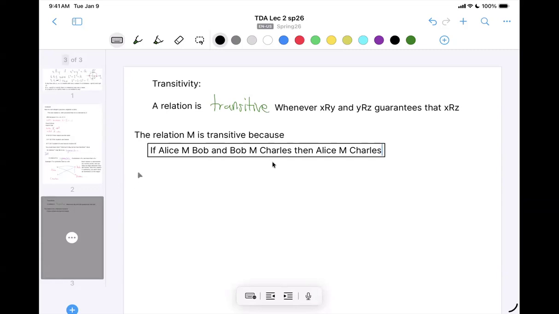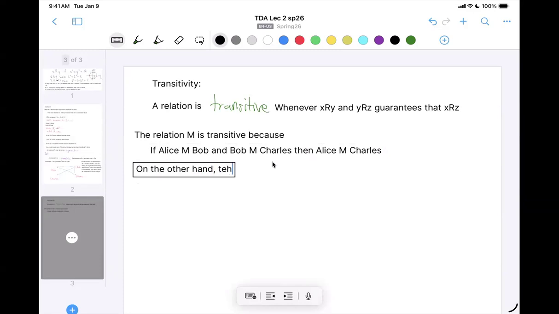On the other hand, the tutoring relation wouldn't be transitive either, right? Because if Alice tutored Bob and Bob tutored Charles, it doesn't mean that Alice necessarily tutored Charles, right?